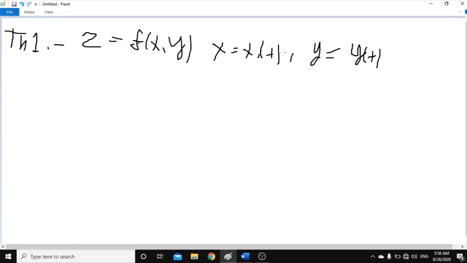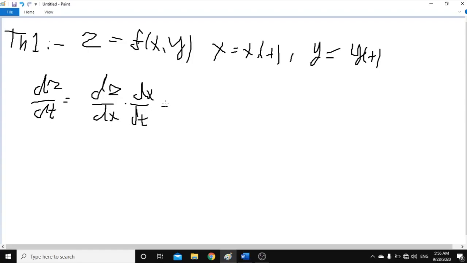What does this theorem mean? It means that to solve this chain rule, you have an equation, and it can be written like this: dz over dt is equal to dz over dx times dx over dt, plus dz over dy times dy over dt.